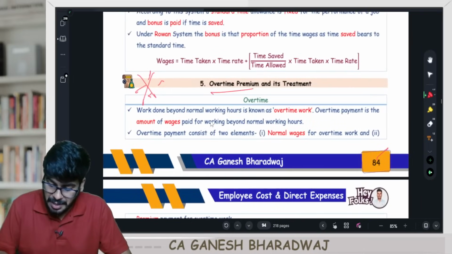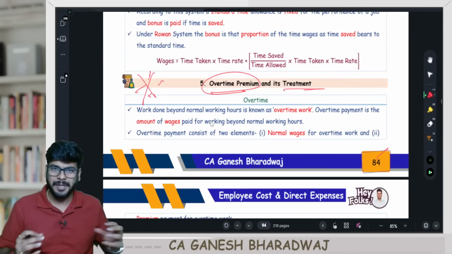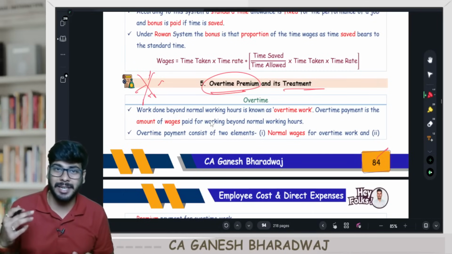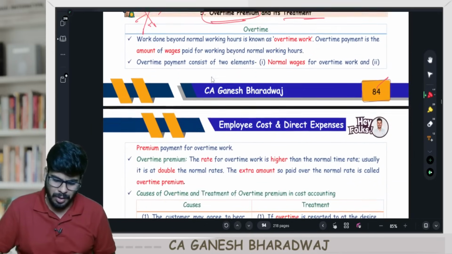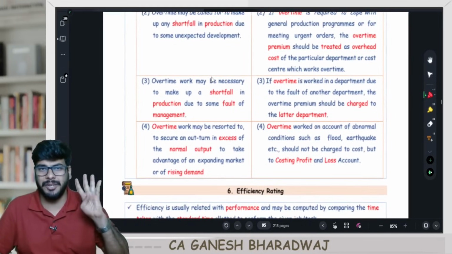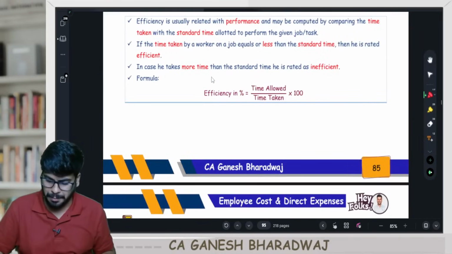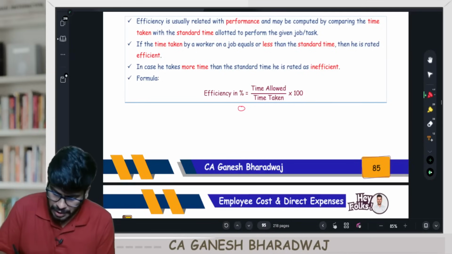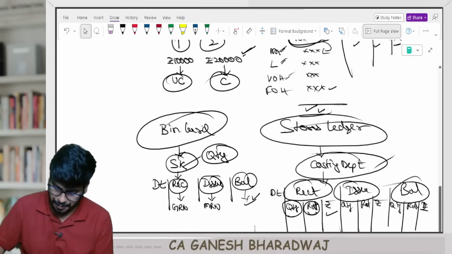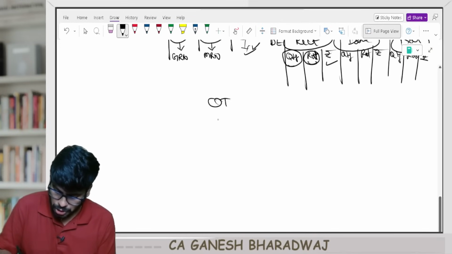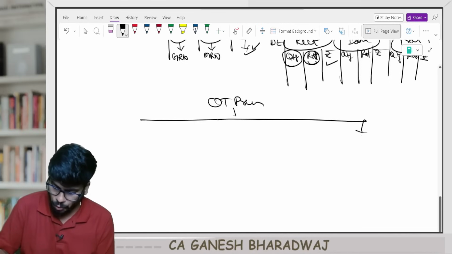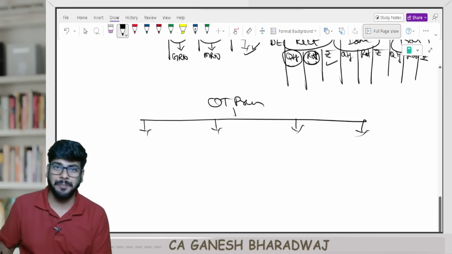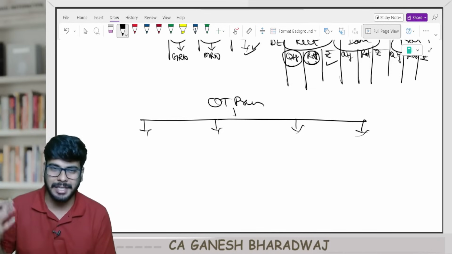Now, overtime premium and its treatment. This is ideally a numerical area, but at times they can also test the theoretical component in it. Basically, there are 4 different manners in which you can treat your overtime premium. The manner of treatment depends on the reason why you are incurring this overtime.